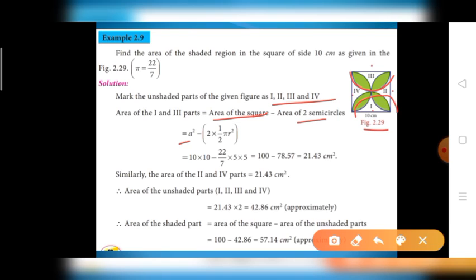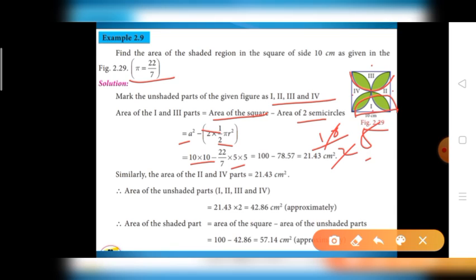One side is equal to 10, so a value is 10. a squared means 10 into 10 minus 2 cancel, pi r squared, pi value 22 by 7 into r squared. Total length 10, r means radius, 10 by 2 is 5. So radius value 5, 5 into 5 is 25.